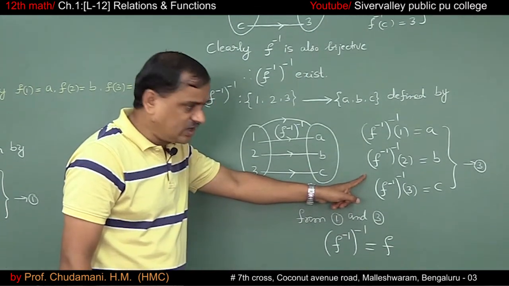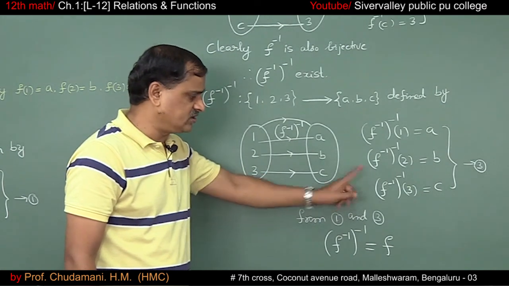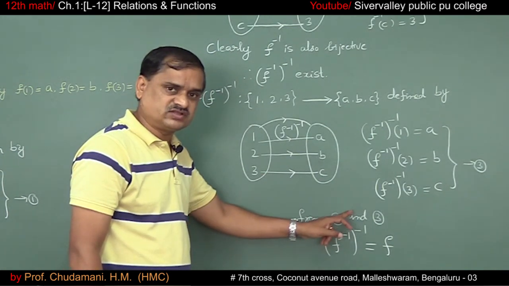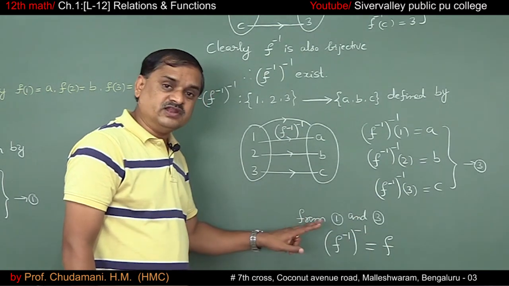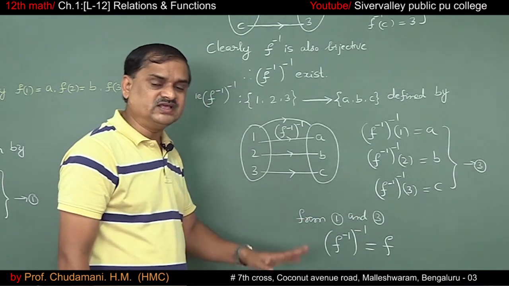From equation 1 and 3, F inverse the whole inverse is equal to F. Inverse of an inverse element is itself.